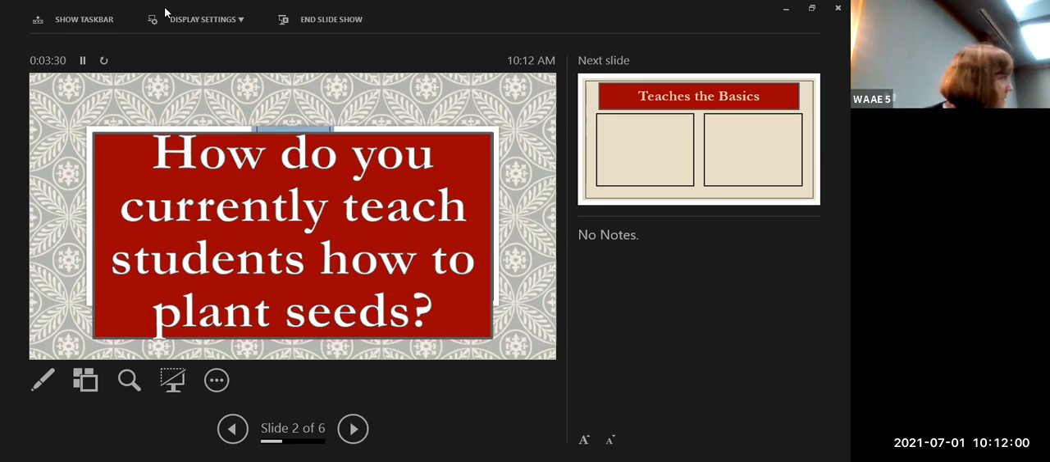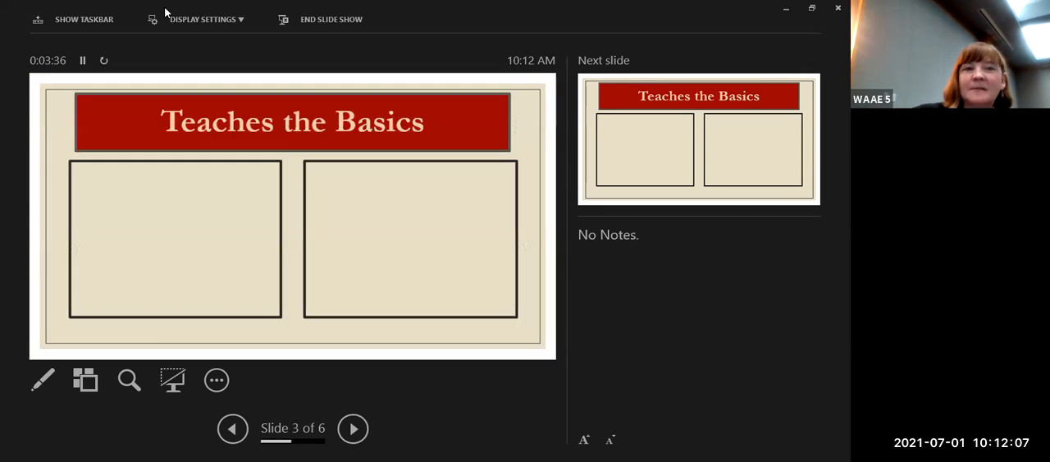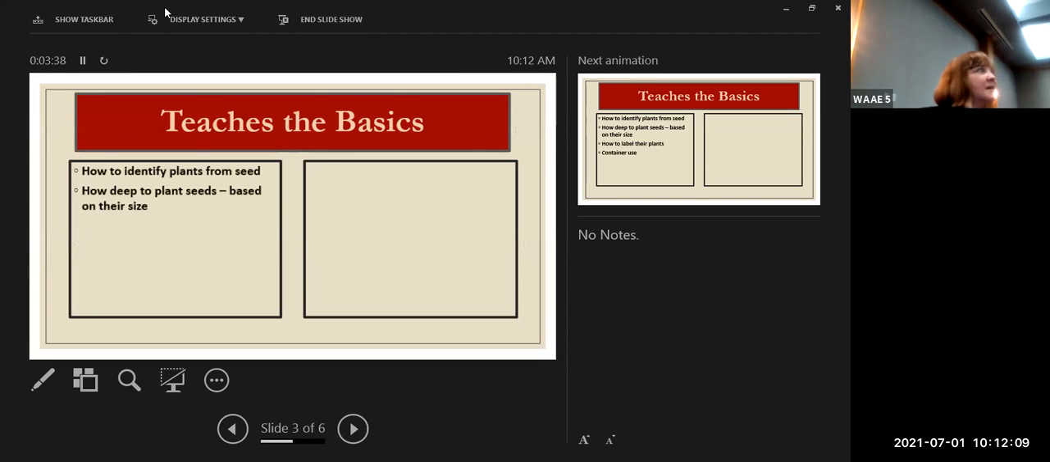Very good. So it sounds like a lot of you have some really great methods you're already using to help teach students how to plant seeds. For me, I think this activity helps teach the basics to students, how to identify plants from seed. In particular, seeds look different from each other because of their size and shape. In some cases, like marigolds, the kids look at that and they're like, how do I plant this in the ground? I'm like, well, just stick it lengthwise, vertical, straight down in the ground. And they're like, oh, okay.